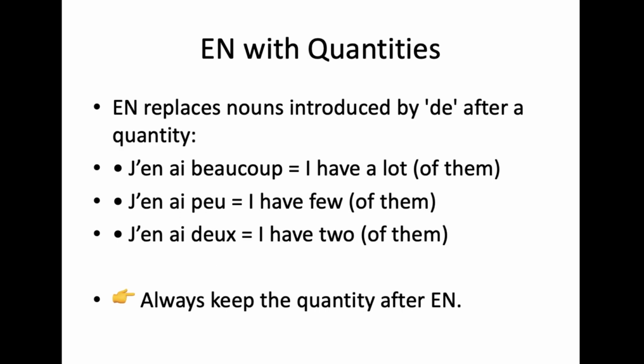So as we saw before, en is also used with quantities. When you want to say "j'en ai beaucoup, j'en ai peu, j'en ai deux, j'en ai trois," we don't really know why we have to put en in this case. It's just the expression itself. We always oblige people to use en, and always keep the quantity after en. It's also very important. So we will always say en plus the verb plus the quantity. You always have to remember this, and it's always the same structure.